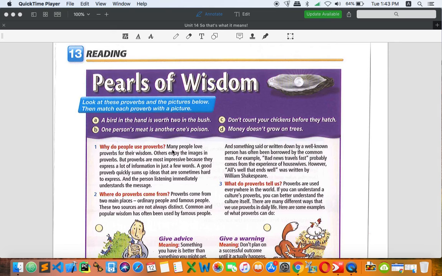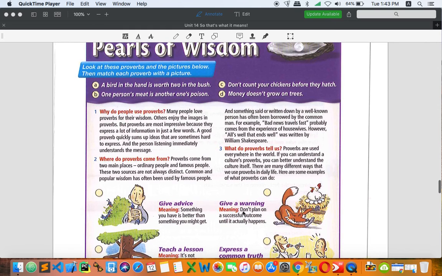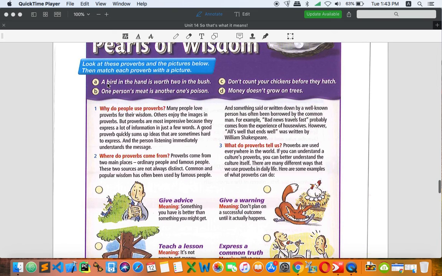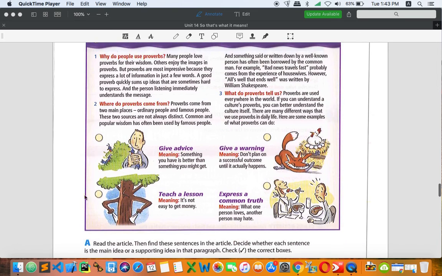So you should read this and understand what it means exactly. And you also have to match, everybody. We have four proverbs right here. A bird in the hand is worth two in the bush. What is it exactly? Just read and you will probably find out what it is. One person's meat is another one's poison. Don't count your chickens before they hatch. Money doesn't grow on trees. So when you read these proverbs, you can go to each picture right here and then you know exactly what it is, because below is the meaning.